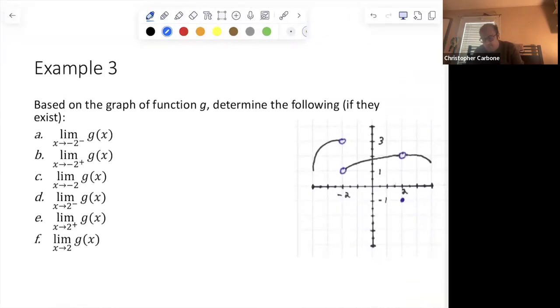We can also do these based upon pictures, like the ones I have here, which thankfully clearly show where we have open circles. The limit as x approaches -2 from the left, we could see that going on here. So approaching from the left, it's approaching a value of 3. If we're approaching from the right, we get a value of 1. Those don't converge, so this one does not exist.